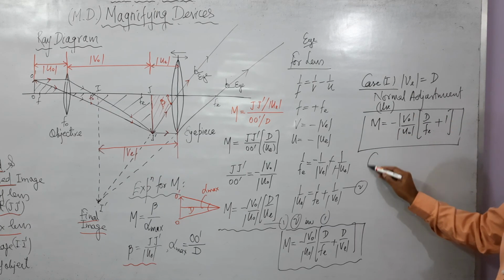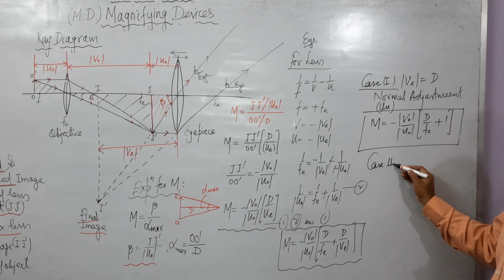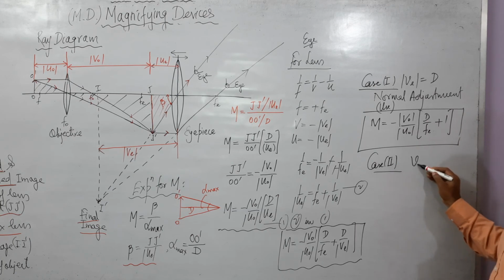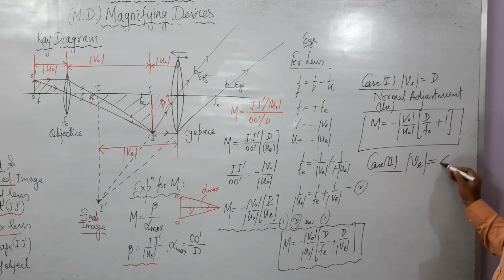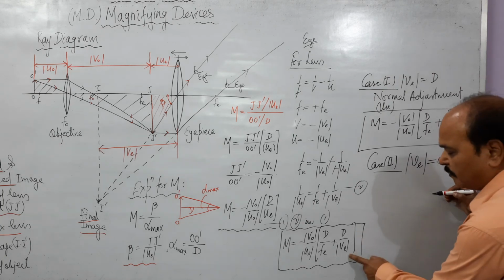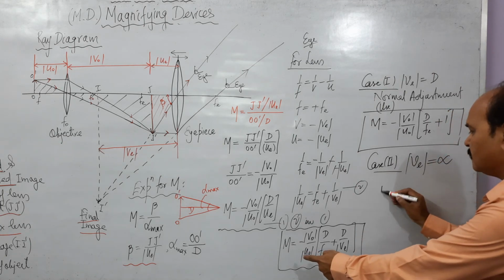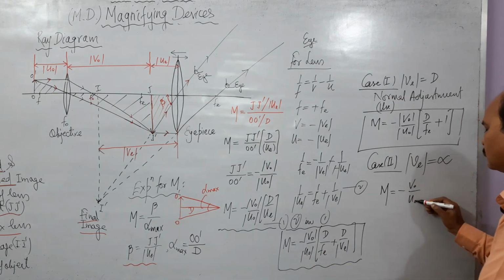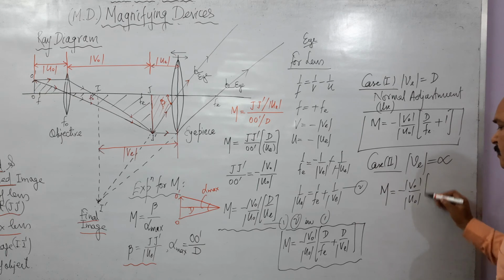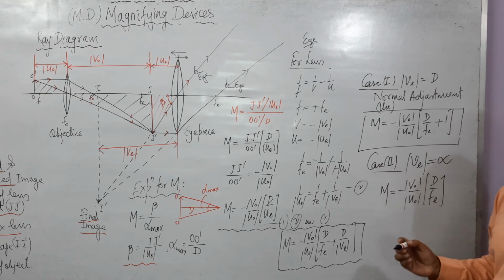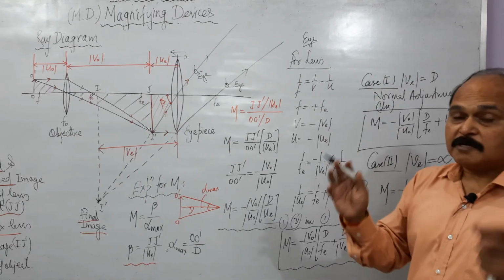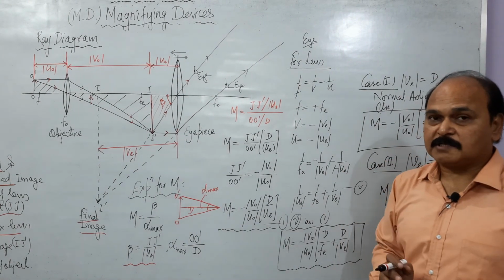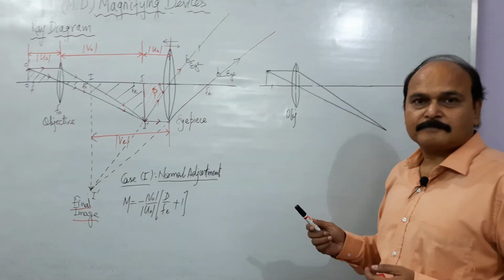And if the final image is seen farthest from the eye, when the final image is seen at infinity, in that case what happens? D upon infinity becomes 0. So what do we get M as? We get M as minus v naught upon u naught, and in the bracket we have D upon fe. So children, these are two expressions for two different extreme situations in a compound microscope.